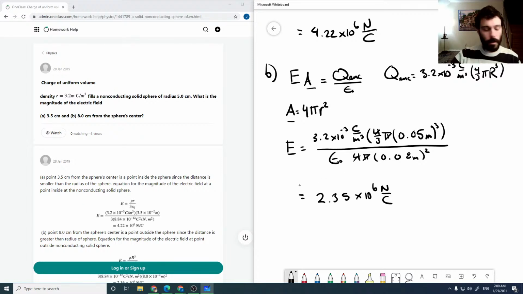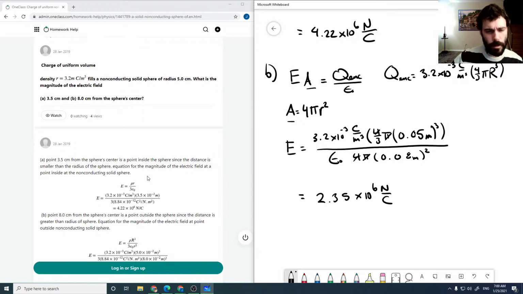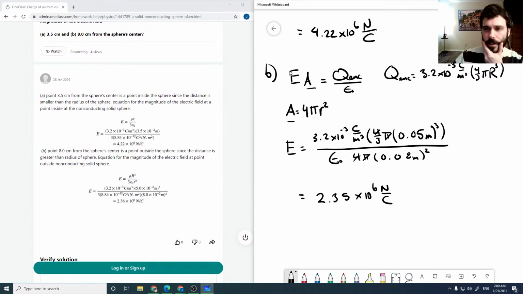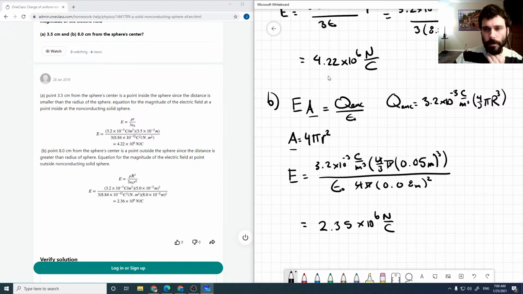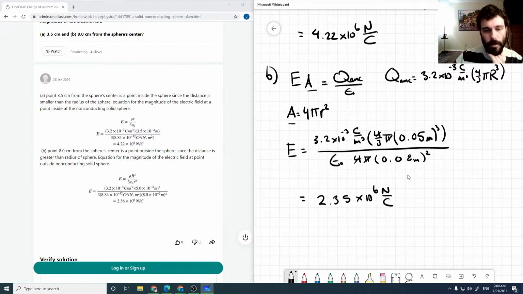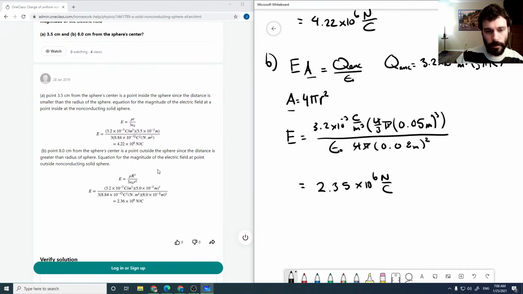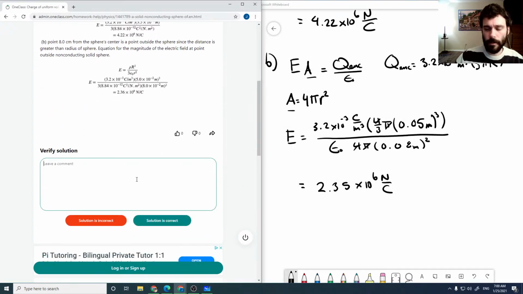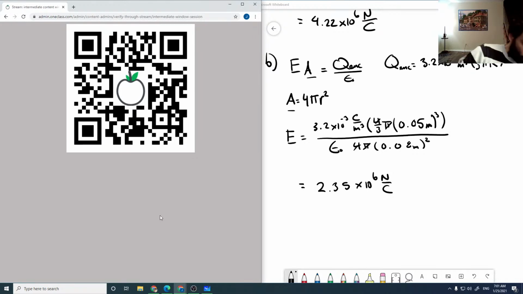Okay, all right, and so we can check through the solution here. Inside the sphere it's 4.22 times 10 to the 6, and outside it's 2.35, 2.36. So that would be just rounding differences, and I think a different E naught that they used as well. Okay, so the solution is correct.